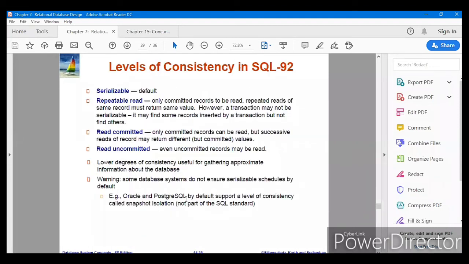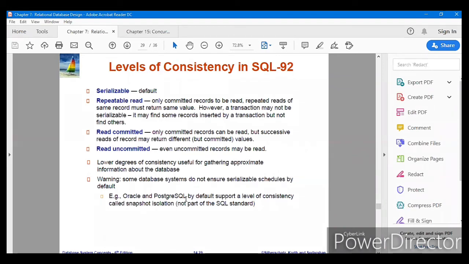So by default, a transaction is expected to have the level of consistency as serializable. Then you can have a repeatable read. Repeatable read means multiple transactions are reading the same copy. So you should make sure that only committed records are being read. Third category is read committed.